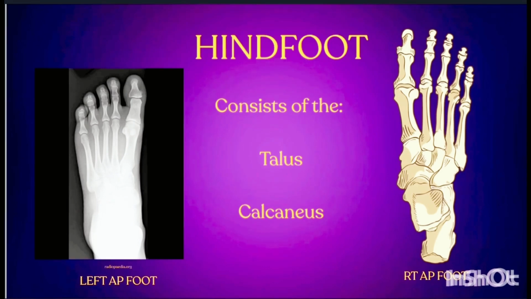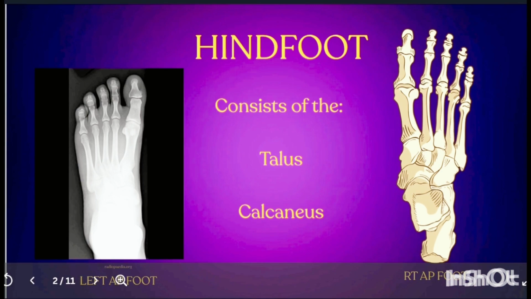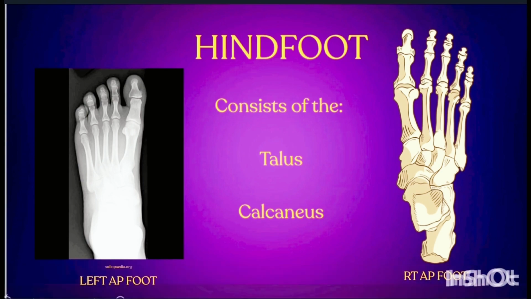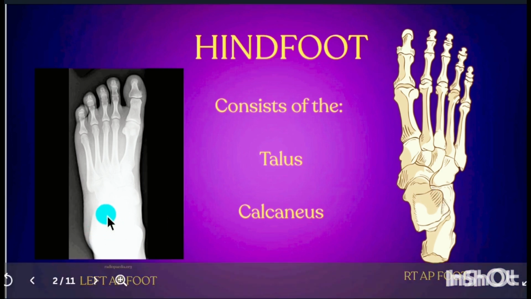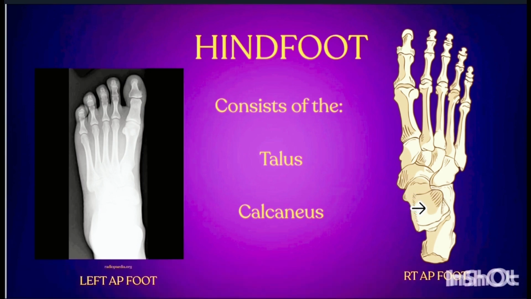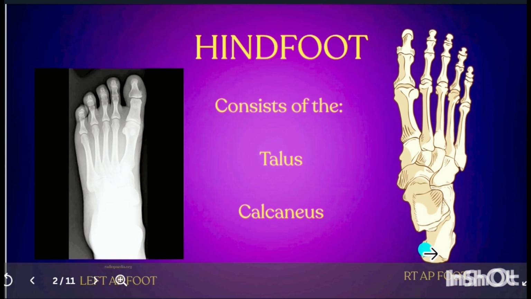So let's talk about the hindfoot. The hindfoot consists of the talus and the calcaneus. The talus articulates with the tibia and the fibula at the ankle joint. Its dome, which is the talar dome, is seen in here, this dome here. This must appear smooth and intact on your lateral and AP views. The calcaneus forms the heel and helps to support our weight. Posteriorly, you can see where the calcaneal tuberosity would be.